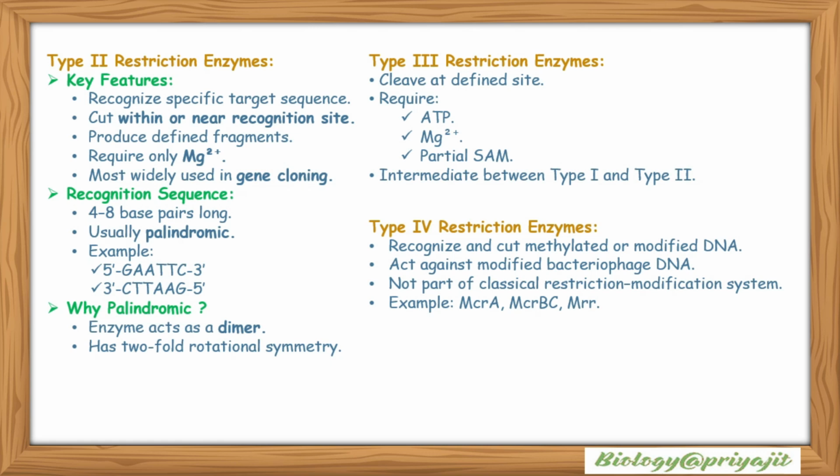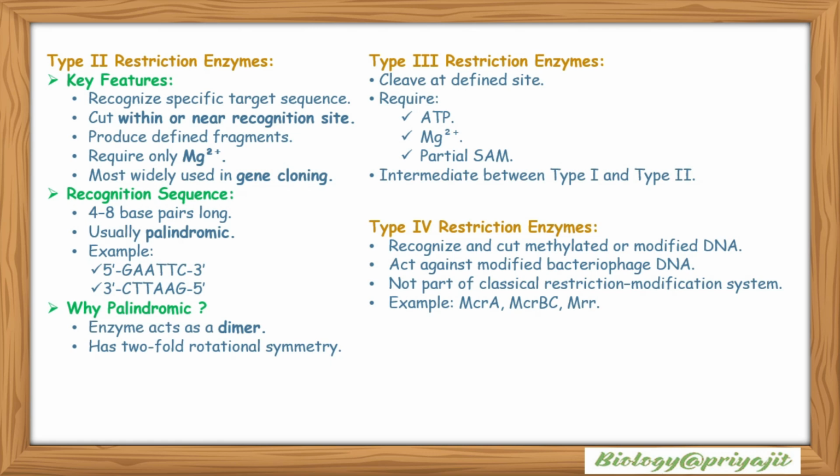Type 2 restriction enzymes recognize a specific target sequence and cut within or near the recognition site. They produce defined fragments. They only require magnesium 2 plus for their enzymatic activity, and they are widely used in genetic cloning. The recognition sequence is 4 to 8 base pairs long. They are usually palindromic sequences. Example: 5 prime GAATTC 3 prime and 3 prime CTTAAG 5 prime.